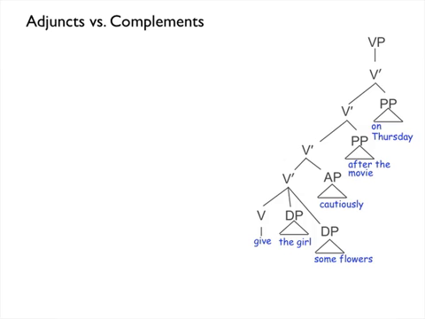So those things are what we would call adjuncts, right? Where they go in the tree structure is outside. Here's the key thing, right? They're not sisters of the head. The adjuncts are all stacked up higher in the tree. The sister of the head is the girl some flowers, right? So we have give the girl some flowers cautiously after the movie on Thursday. It's kind of a stupid sentence, right? But I'm going to give the girl some flowers cautiously. It's fine, right?